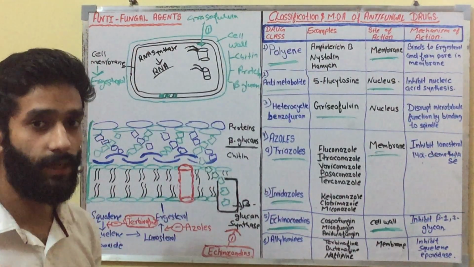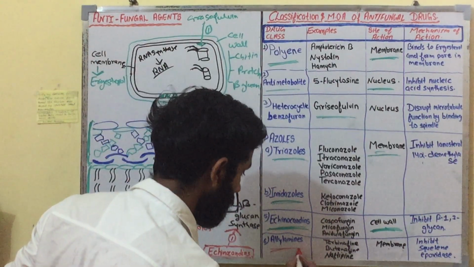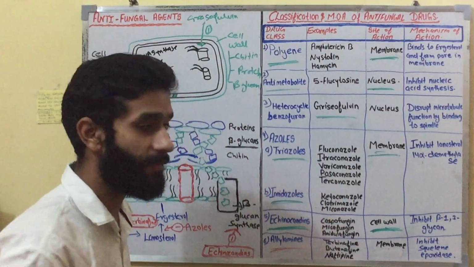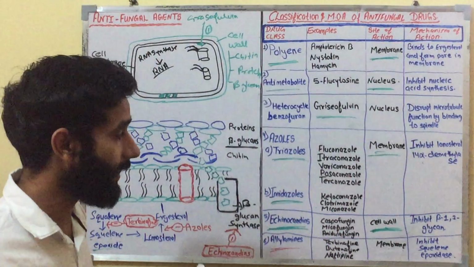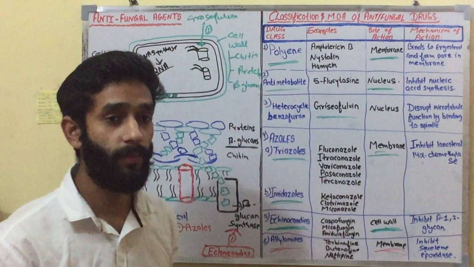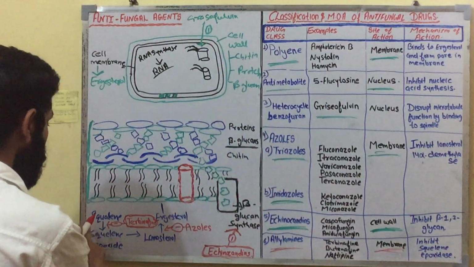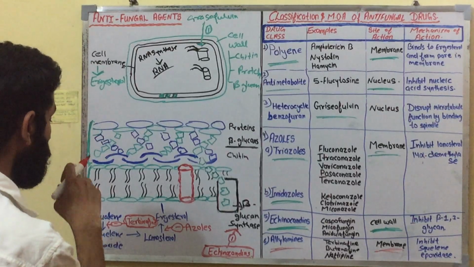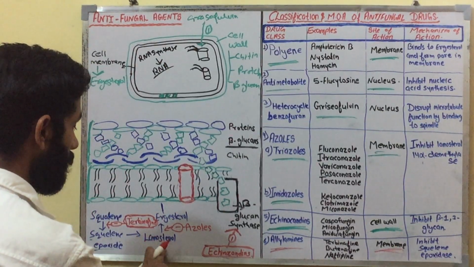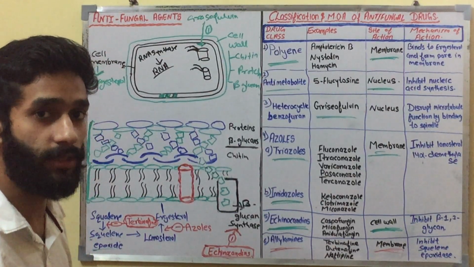And after that, come to the next drug. Examples of these are terbinafine, butenafine, and naftifine. Their site of action is the membrane. They act on the membrane. They inhibit squalene epoxidase. So let's see here. Squalene is converted into squalene epoxide, and after that it is converted into lanosterol and may form ergosterol, which is the important component of the cell membrane.